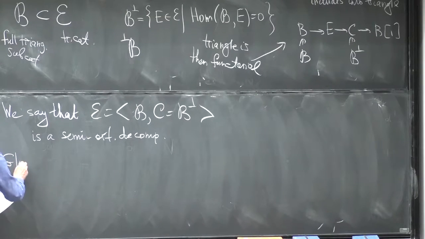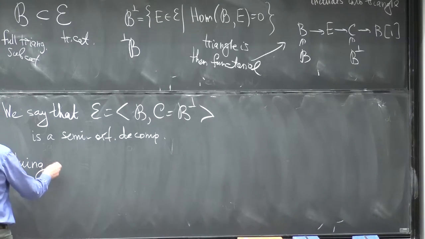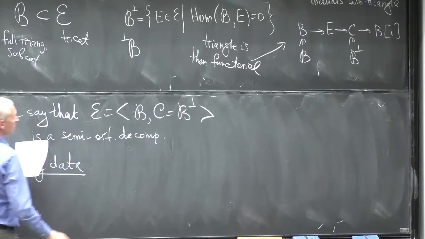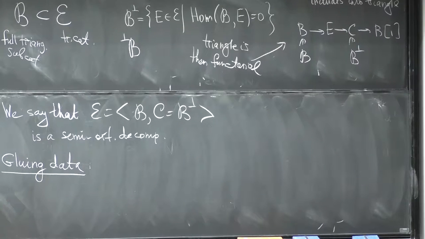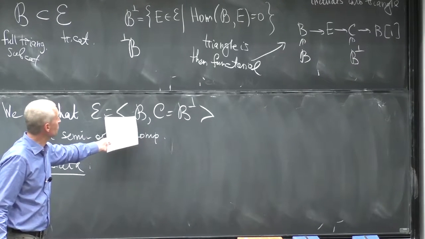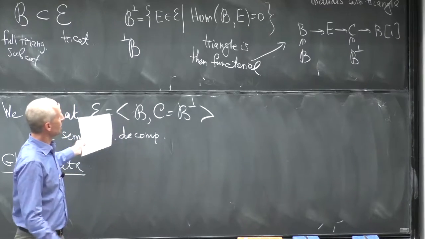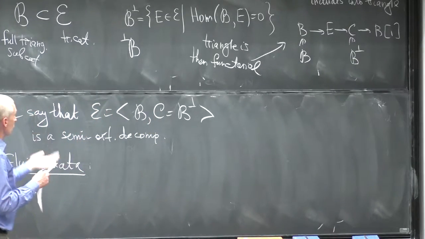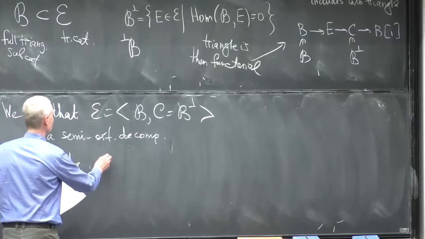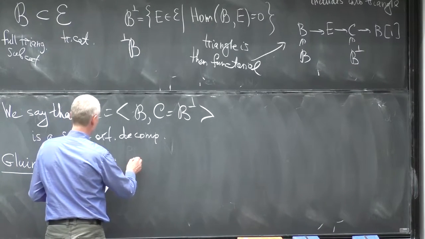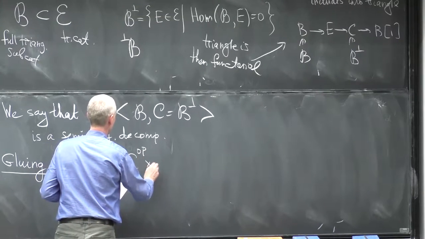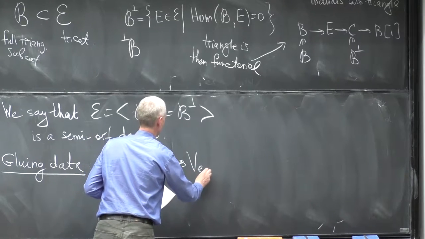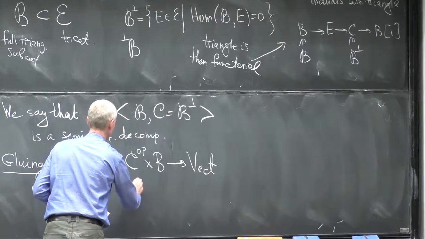So we have gluing data for a semi-orthogonal decomposition. Basically, it's the Hom functor in the other direction. From here to here, there are no Homs. And it would be a direct sum of categories if there were no Homs from C to B. But there may be Homs from C to B. It would be a functor phi from C op cross B to the category of vector spaces. Simply Hom.